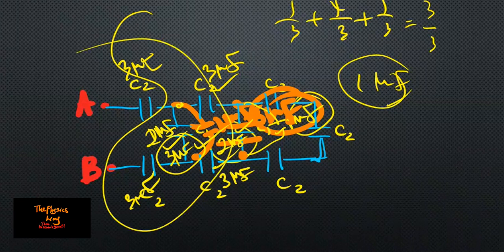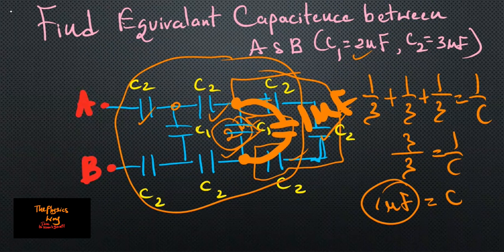We add them in the series method. Again we get 1 microfarad. So the answer we are getting is 1 microfarad for the equivalent capacitance.